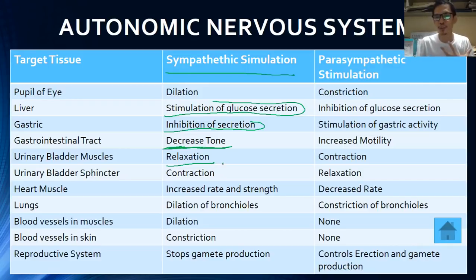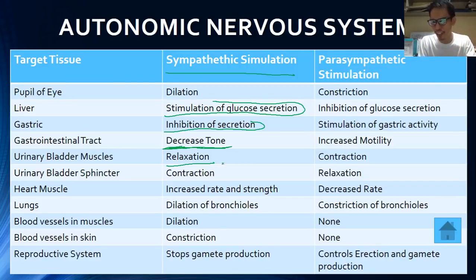So if you happen to experience this, if you are in a particular presentation or some event that requires you to present, when you feel fear or something like that, how do we call that one?